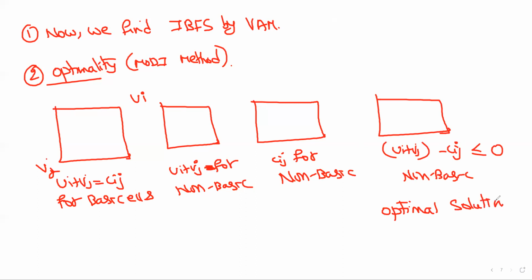Here only one difficulty will be there: you have to find ui and vj values equal to cij, assuming one of the ui or vj values as 0. That is your wish. Any one value; don't keep 1 or 2. We have to assume only one of the values as 0. If you got all less than or equal to 0, then I can say it is an optimal solution.